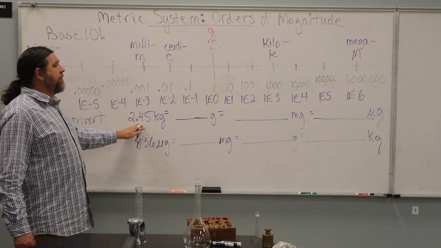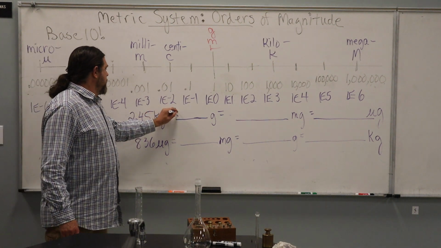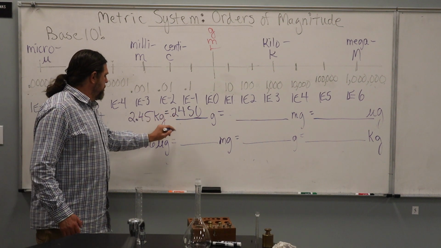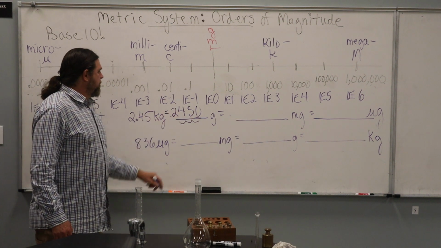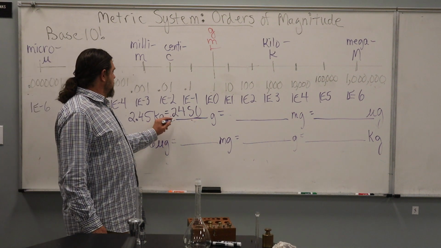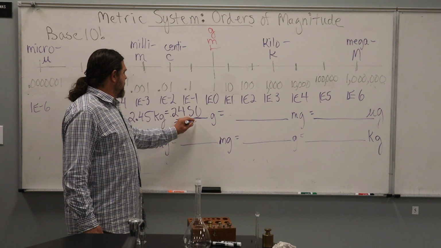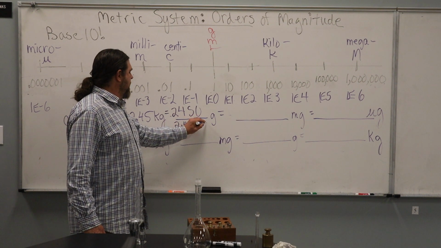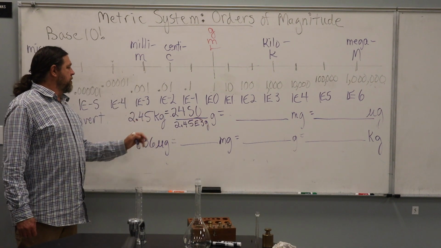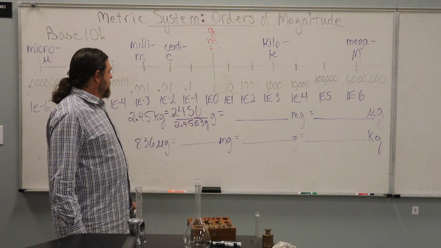If we have 2.45 kilograms, that's saying I have 2,450 grams. We've moved the decimal place 3 places to the right. That's what's happened. If we wanted to put this in notation, we would say this is 2.45 times 10 to the 3rd power grams. I won't do this for everything, but just to show you that is the equivalent here.